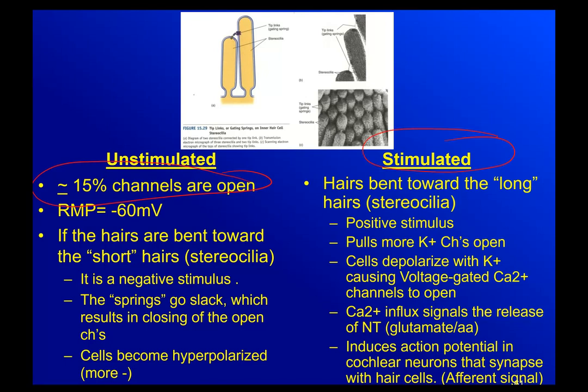Now, hairs bent toward the long hairs, the stereocilia, will basically be a positive stimulus. It causes the channels to open, the ions can flow in, and you're going to induce an action potential. So literally, I'm preventing it from happening if I go toward the short hairs, but I'm causing it to happen if I go toward the long hairs.